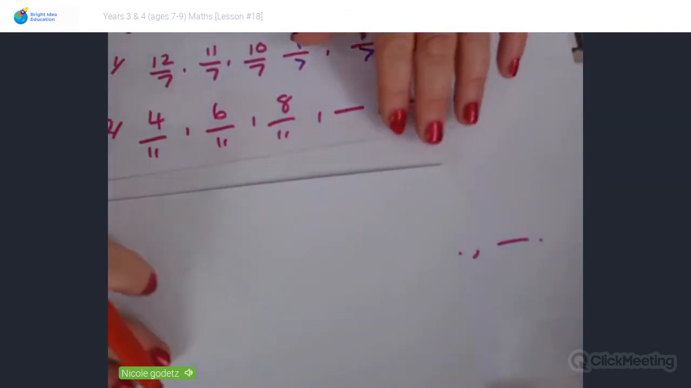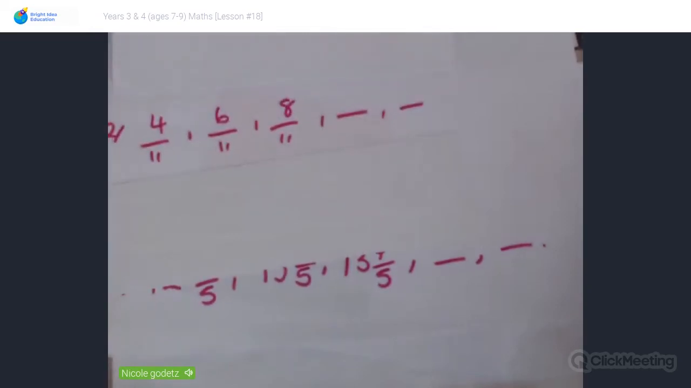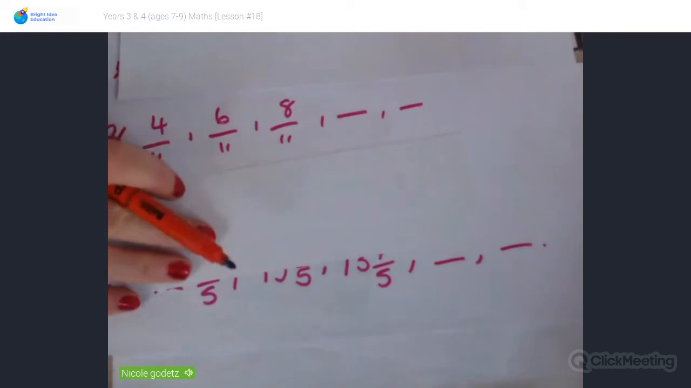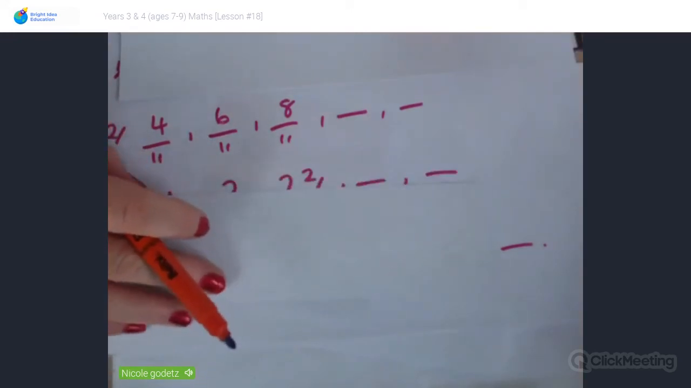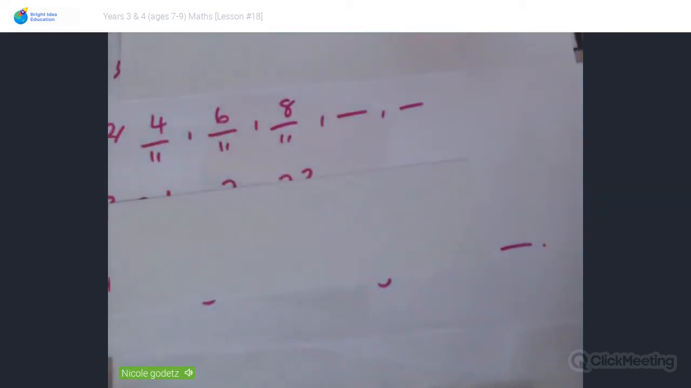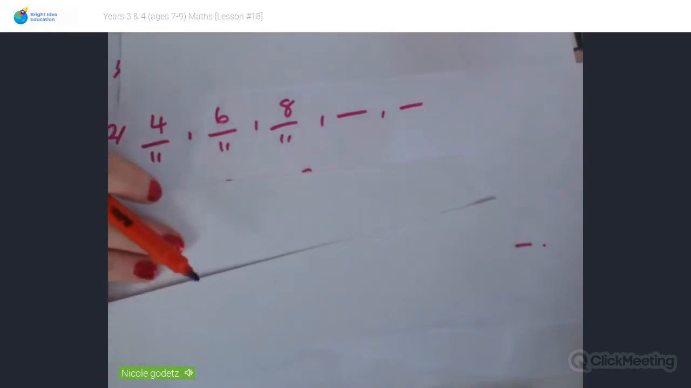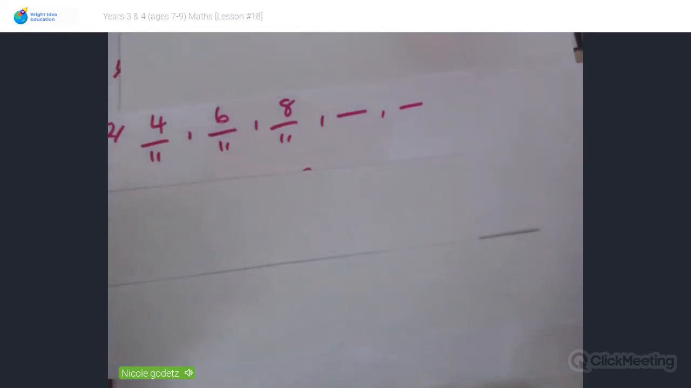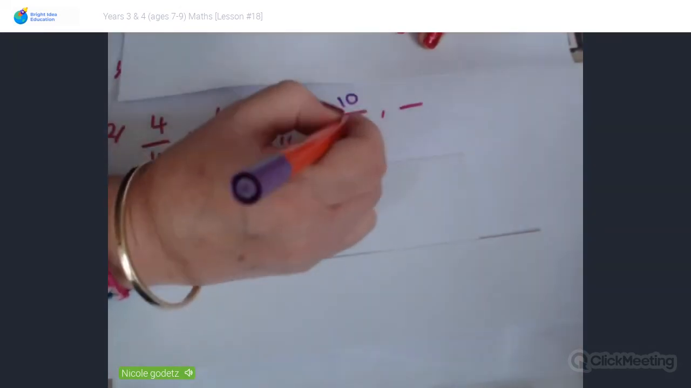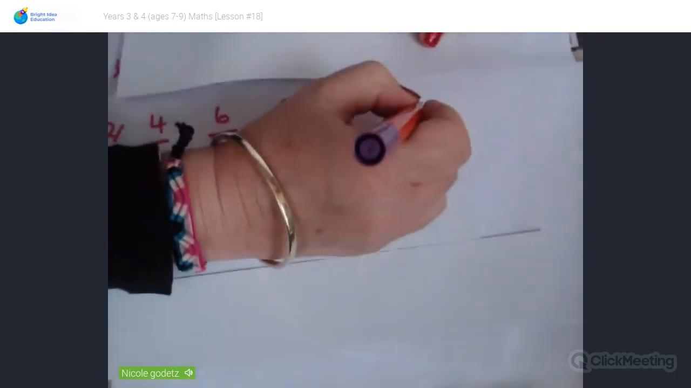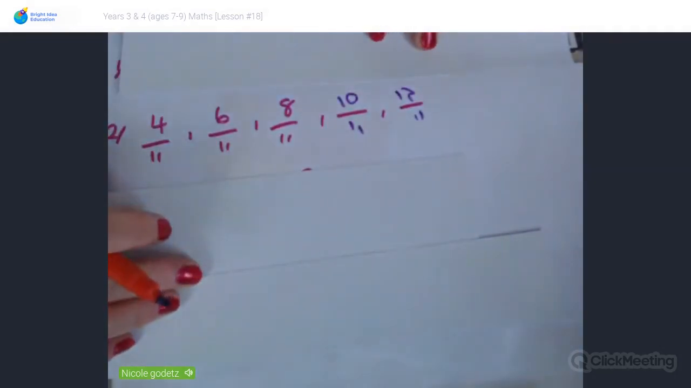So next one, let's have a little look. The next sequence. What are the next 2 fractions in this sequence? 4 11ths, 6 11ths, 8 11ths. They're jumping up in 2s, aren't they? 4, 6, 8. So 10 11ths, 12 11ths.